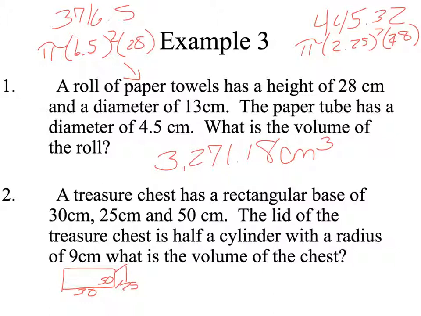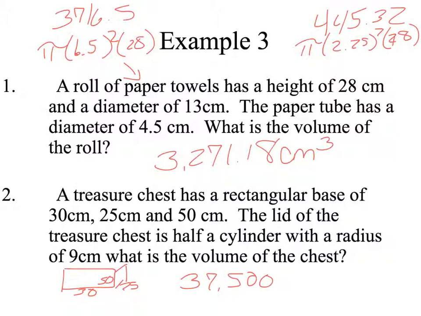So the volume of the rectangle would be length times width times height. So 30 times 50. I'm sorry, I'm writing my numbers wrong. 30 times 50 times 25. So the volume of the whole treasure chest is 37,500, and that's just the rectangular bottom.